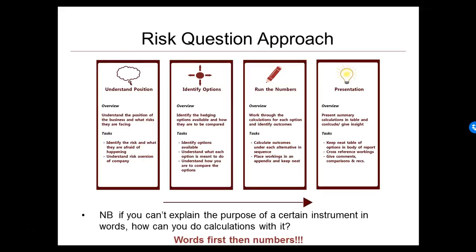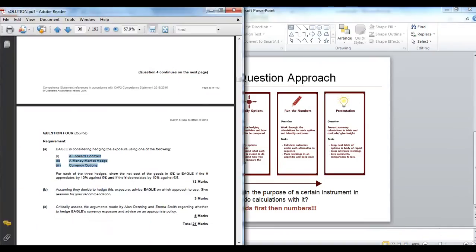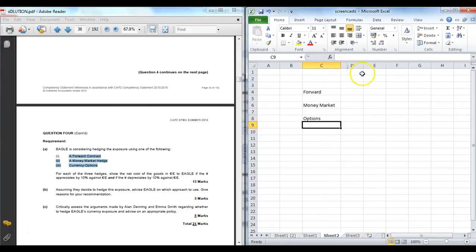And I always tell students, so we'll stop at step 2 there, go back. Essentially, what you're looking for as a final result or final table is something like this, where you have the forward, you have the money market, and you have the options. There are your 3 alternatives, and the net cost then is under 2 scenarios. We call scenario 1, 10% appreciation, and then you have scenario 2, 10% depreciation.